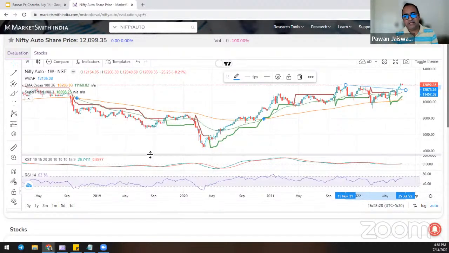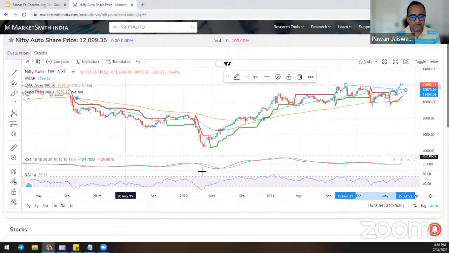But suppose it decisively breaches 12,000 and remains trading below 12,000. In such a case, I can say there will be some sideways kind of action. Otherwise, it is looking bullish and attractive. So one can consider stock specific actions in this particular space, that is the auto space. So I have discussed Nifty, Bank Nifty and auto. Now I am handing over to my colleague Rahi, and he will discuss a few sectors.